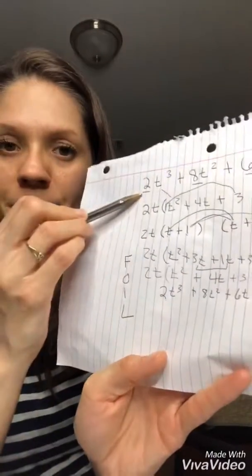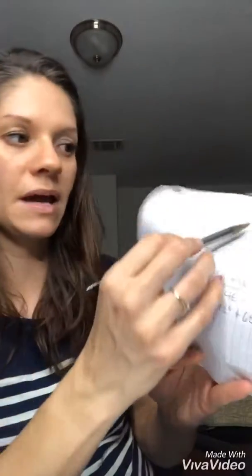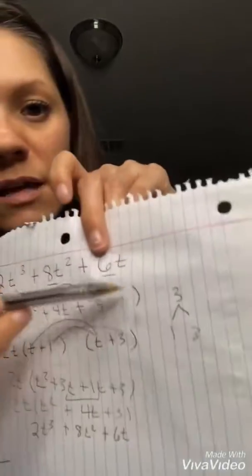So 2t times t squared equals 2t to the third power. Okay. 2t times 4t equals 8t squared. Okay, they match. And lastly, 2t times 3 equals 6t.